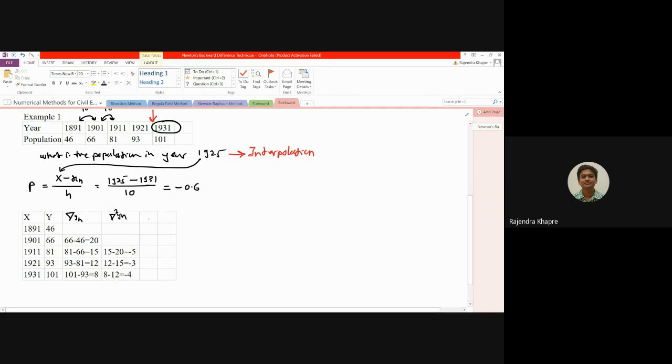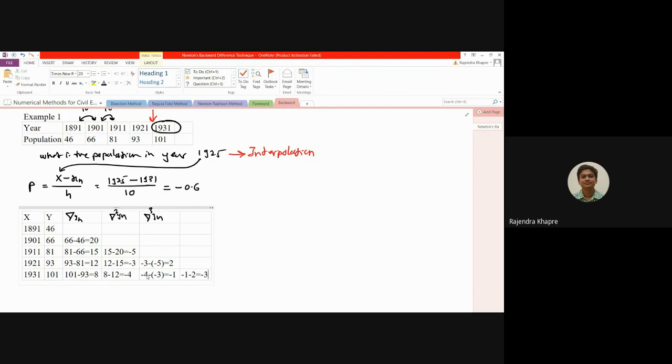Then we have delta to the power 3 yn. Here you will have minus 4 minus of minus 3. How much is this? Minus 1. This will be minus 3 minus of minus 5, which is 2. And lastly this will be minus 1 minus 2, so this is going to become minus 3.